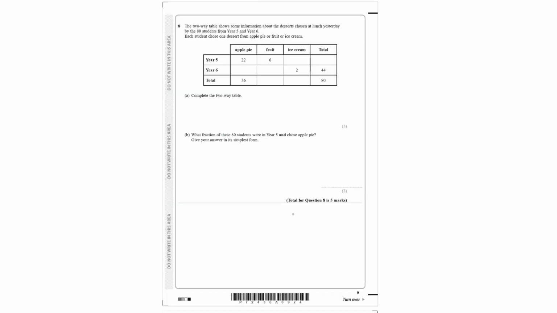Welcome back, Crammers, to question 8. The two-way table shows some information about the desserts chosen at lunch yesterday by the 80 students from year 5 and year 6. Each student chose one dessert from apple pie or fruit or ice cream.